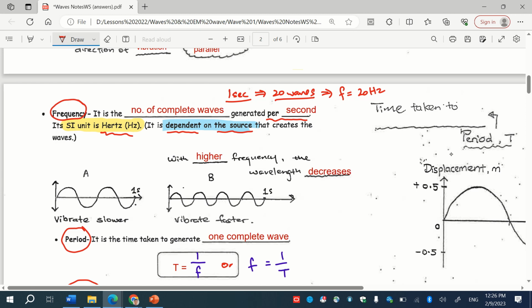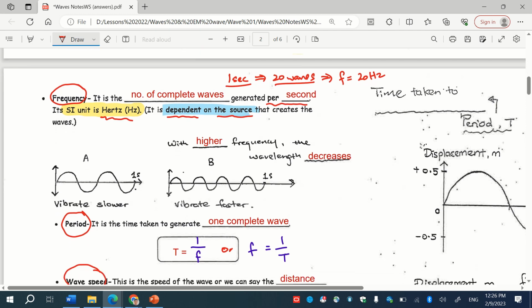So take a look at these two simple diagrams here, diagram A and diagram B. Diagram B has a higher frequency. You can see more waves, more crowded, more waves produced per second. And by looking at their wavelength, you notice that the wavelength has decreased. With higher frequency, the wavelength decreases. There is an inverse relationship, which you can tell from the wave equation later on, the third formula.